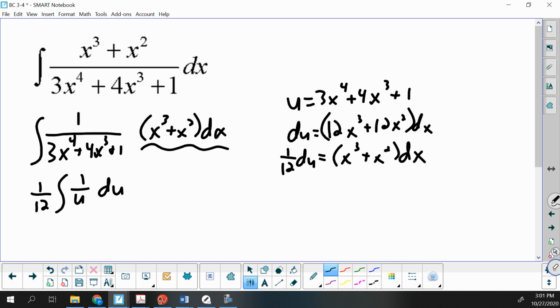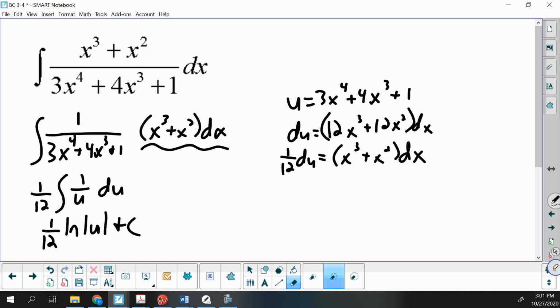So our antiderivative of 1 over u is natural log absolute value of u, and we got the 1/12 out front. Don't forget your plus c on the end. And to finish it off, just don't forget to replace the u. So we'll have absolute value of 3x to the fourth plus 4x cubed plus 1 absolute value plus c.